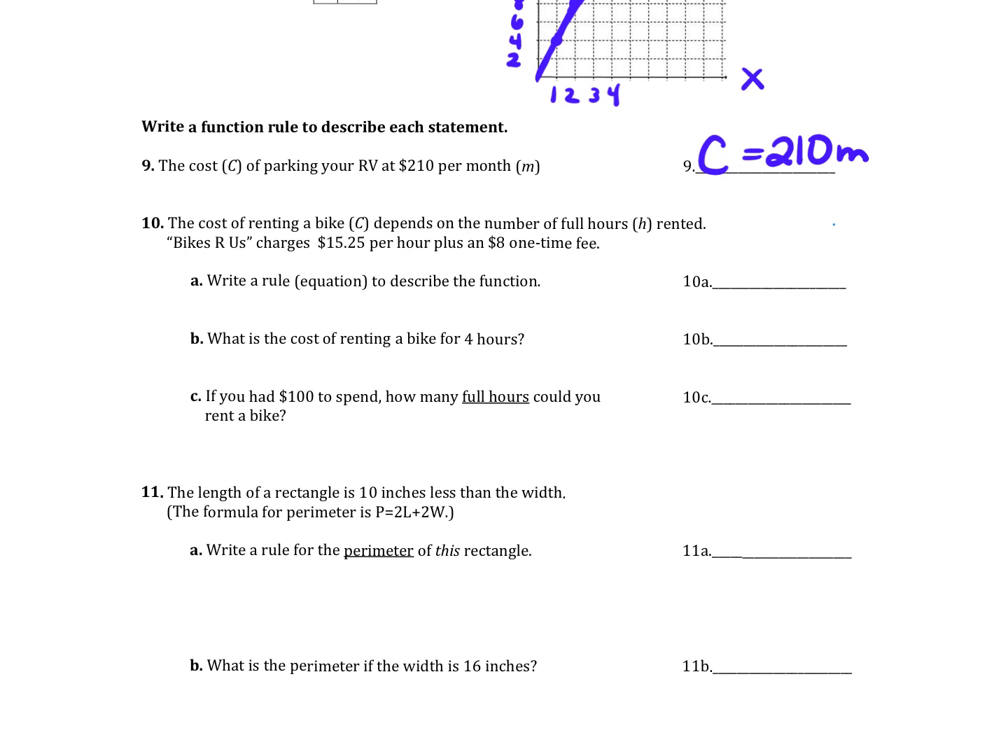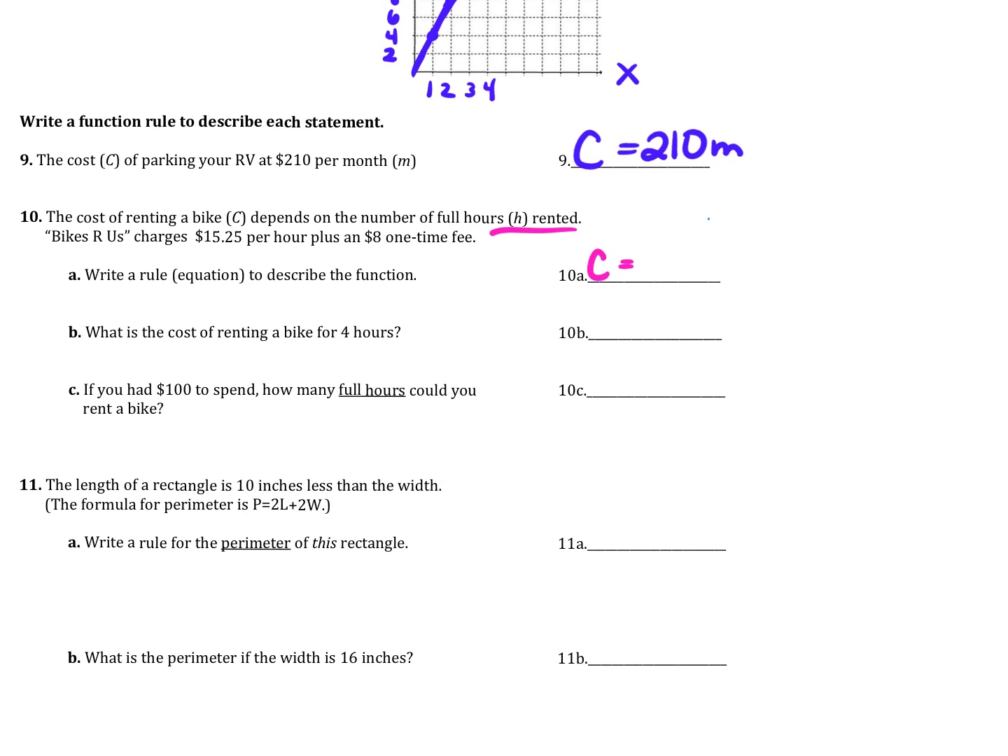All right, this next one says the cost of renting a bike depends on the number of full hours H rented. Bikes R Us charges $15.25 per hour plus an $8 one-time fee. So C equals what? 15.25 H plus that one-time fee. Does anyone have questions on that? So $15.25 per hour plus that $8 one-time fee.